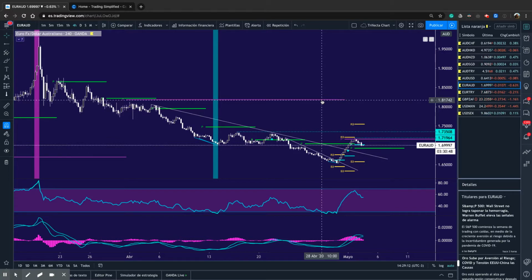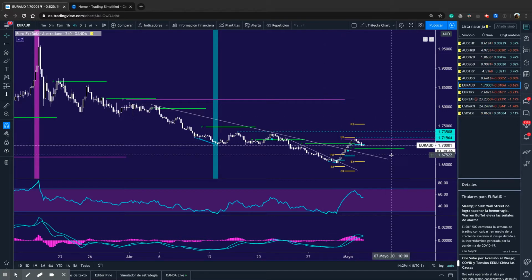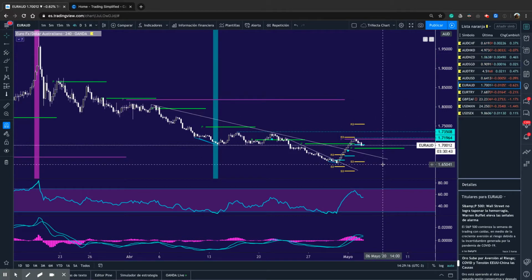So if this happens, we should place our stop levels properly, because we know how the world is right now, and we know that we have to be careful with that. But if we break, we are going to have a really awesome setup over here.